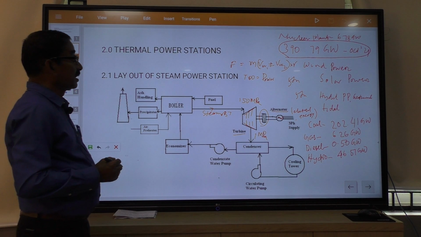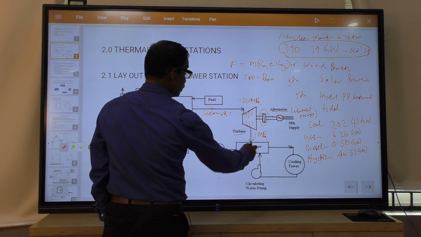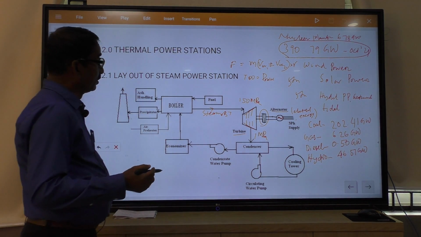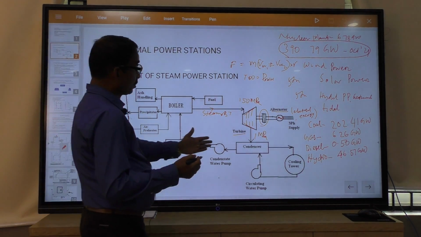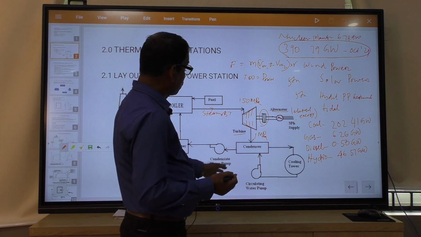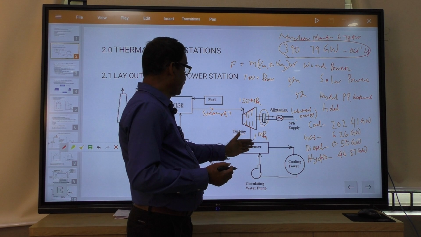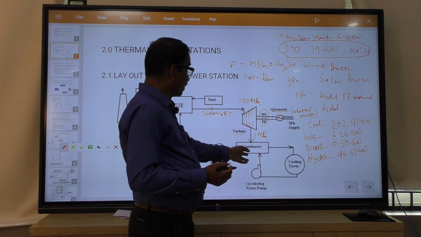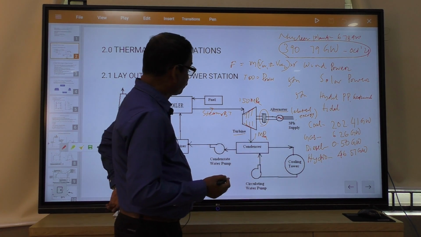So, that exhaust stream is again condensed in the condenser. That means the condenser gives water again, which is known as condensate. Now, in the condenser there are condenser coils, where you reject heat, as the pressure and temperature are high. It gives heat to the cooling medium, that is your water.